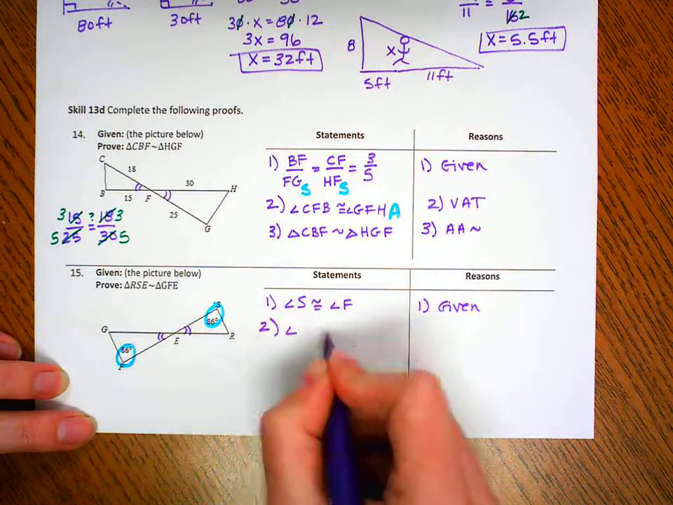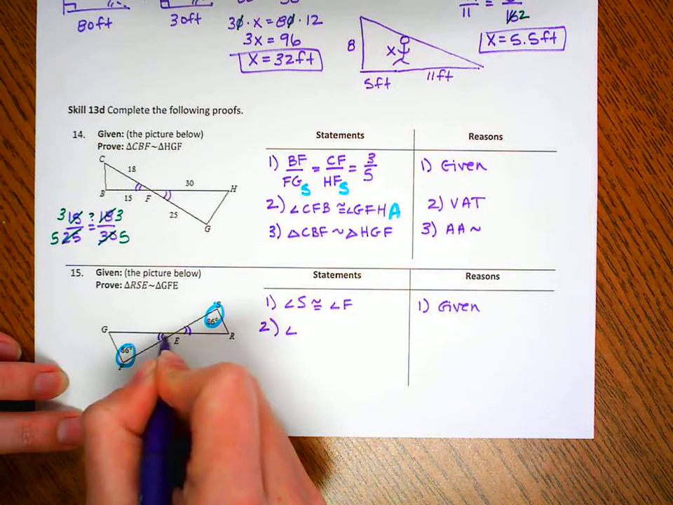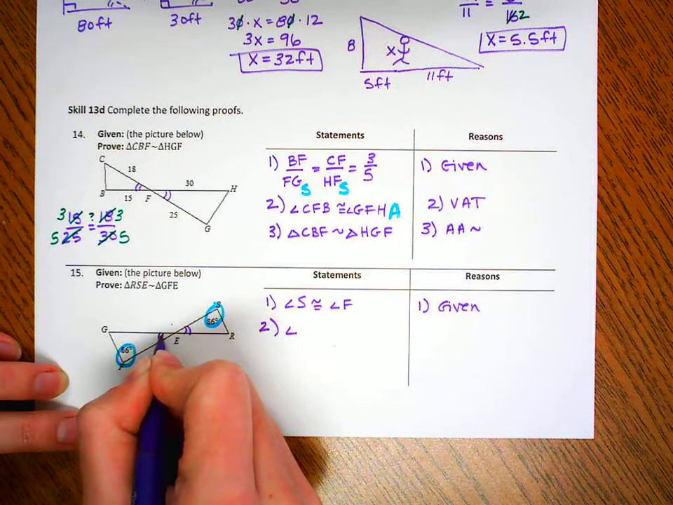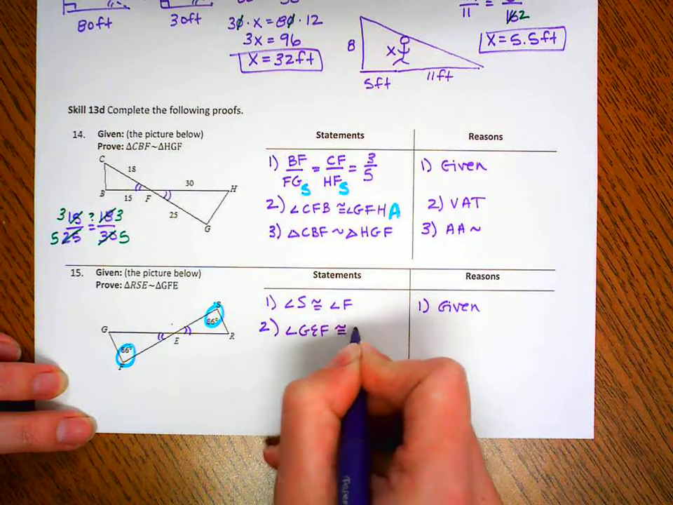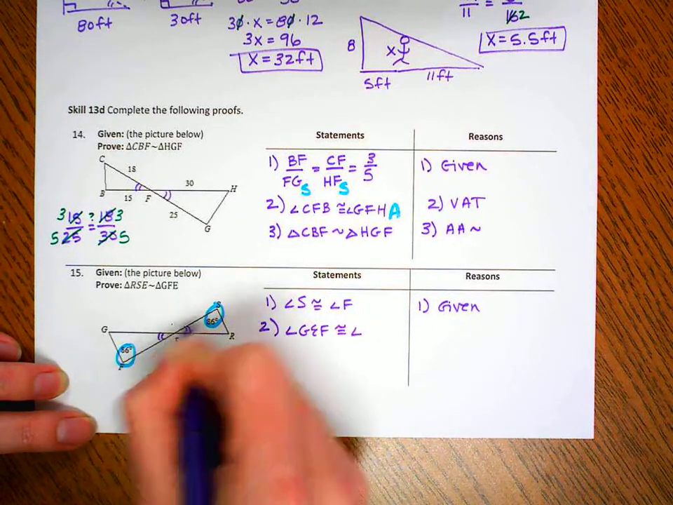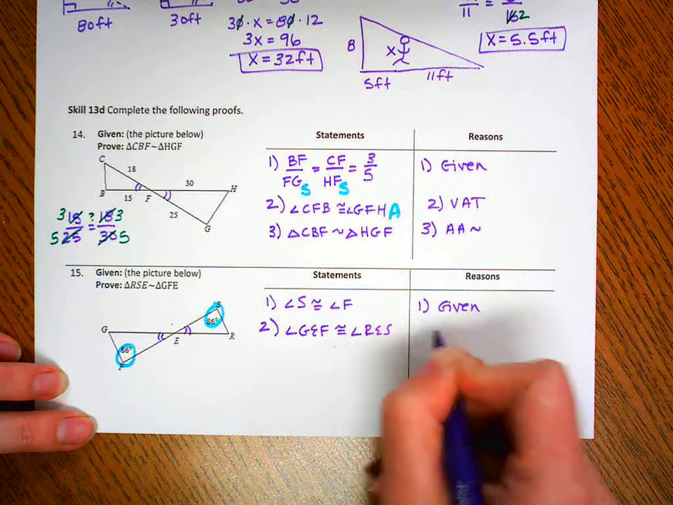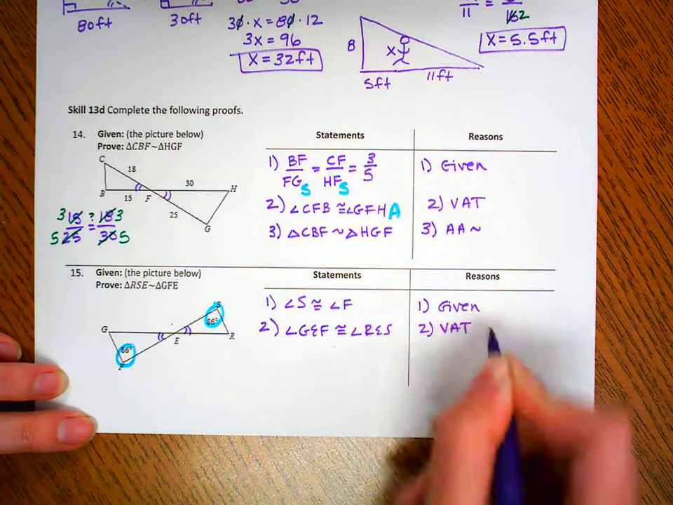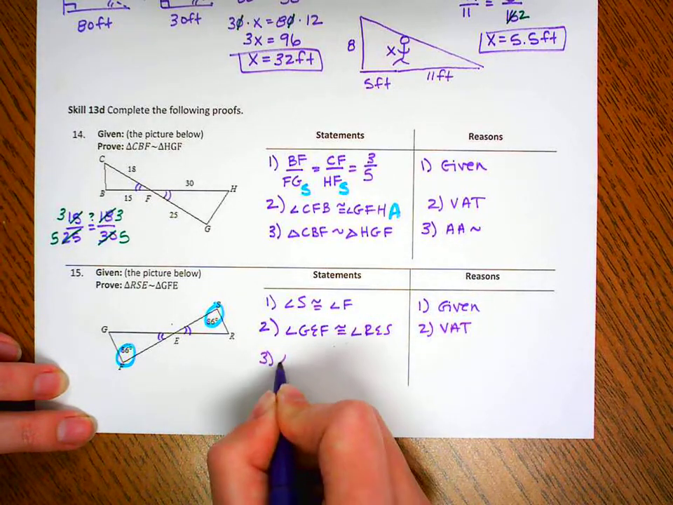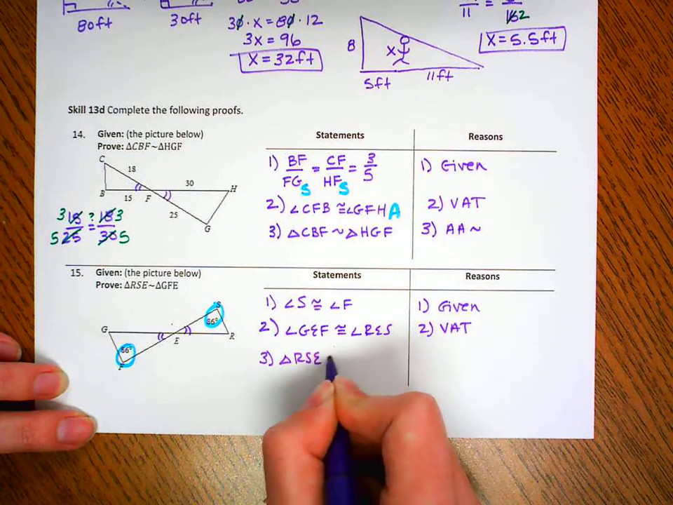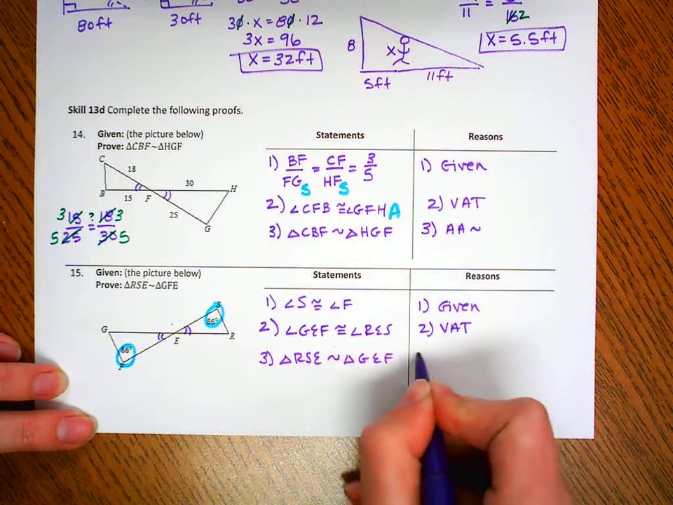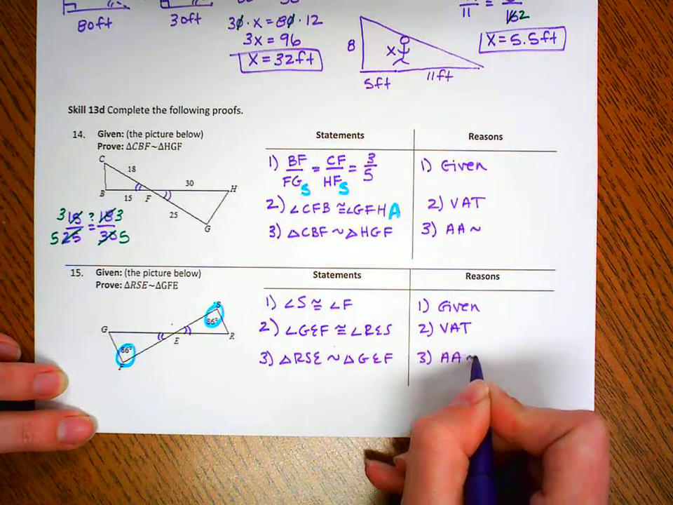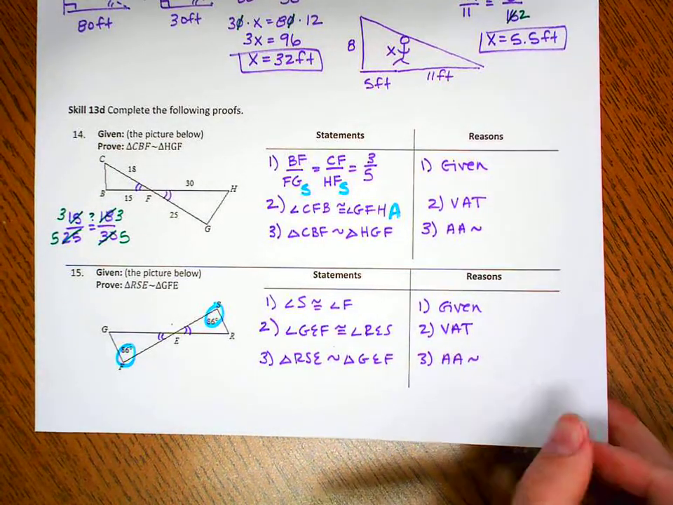Now I can do my vertical angles. I have to use 3 letters because angle E could be any of these angles. So if I want this one, GEF, congruent to angle RES. That's the vertical angles theorem. Well, now I can say that my 2 triangles are similar. Remember, this symbol means similar, because of angle, angle similarity. Okay, we've got one more page. Here we go.